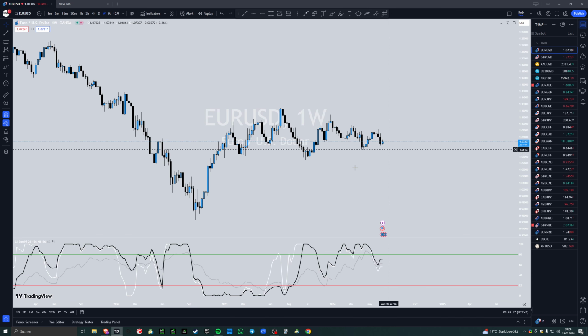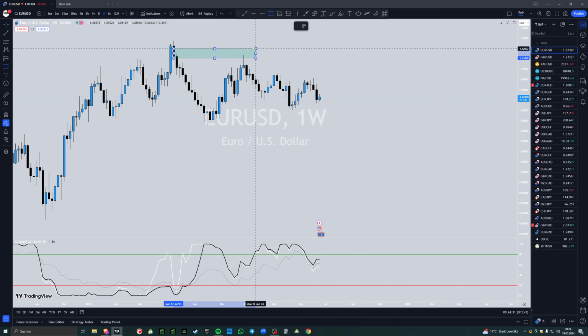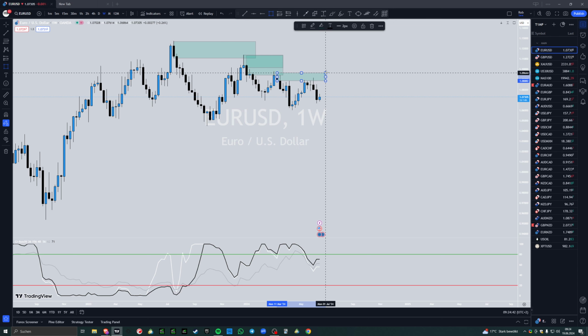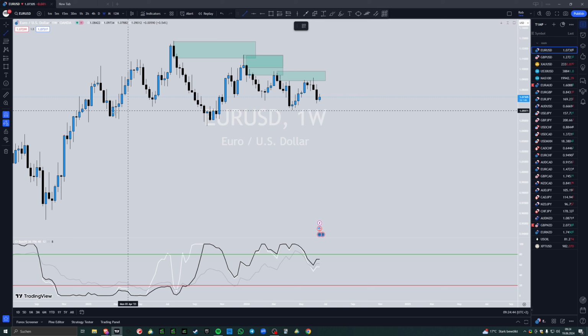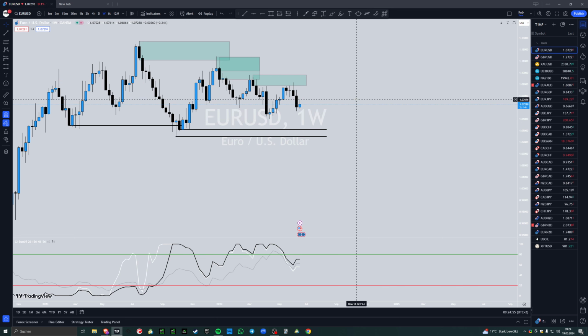So let's start on a weekly. I will have a look at fundamentals from a weekly and daily standpoint. So this is COT data. So this is basically the weekly analysis.